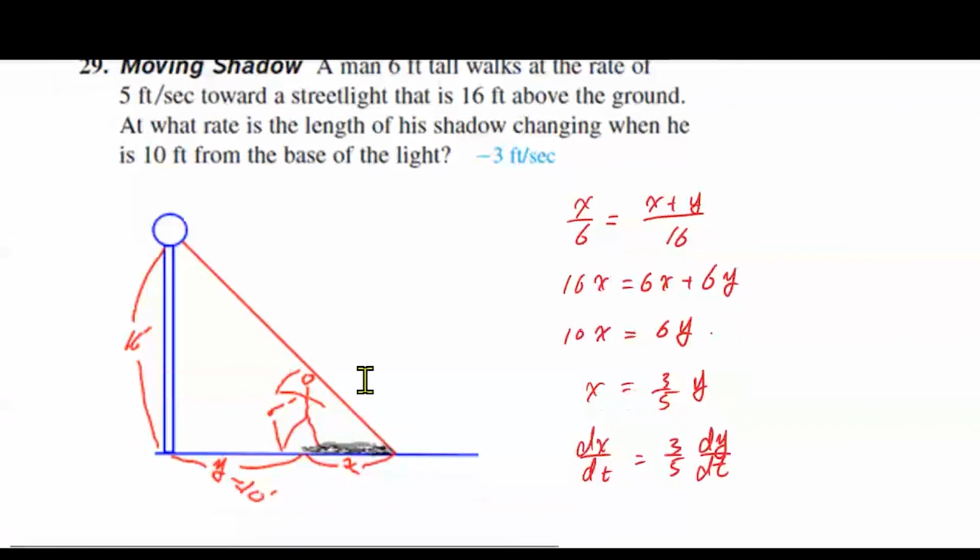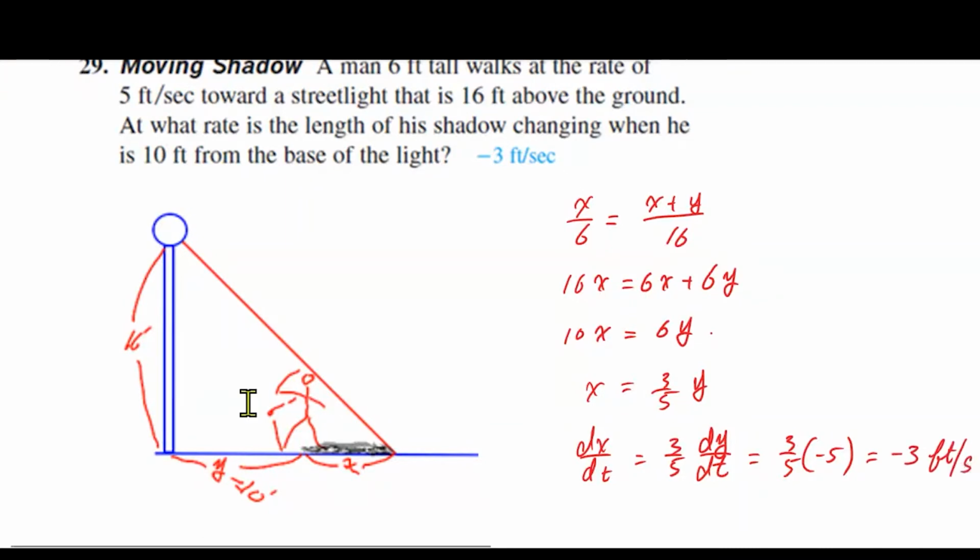Now we have to be a little bit careful here, right? Because what is dy over dt? He's walking at the rate towards the street light. He's walking this direction. So this we have to plug in -5. Do you see that? If he's walking away from it, then this length grows and the shadow will grow as well. But he's walking towards it, so the shadow will decrease. You know what I'm saying? So that'll give you -3 feet per second.